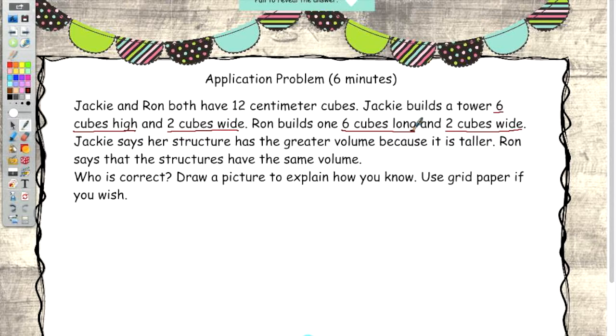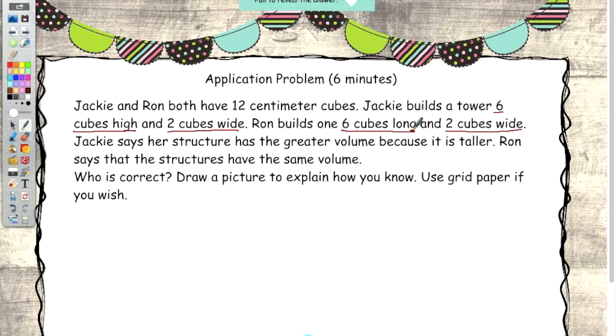Okay? Jackie says her structure has the greater volume because it's taller. Ron says that the structures have the same volume. Who is correct? Ron. Definitely. Because they both started with how many cubes? 12. So do they have the same volume? Yes. What is the volume? 12 cubic centimeters. Okay? So we know Ron's correct.